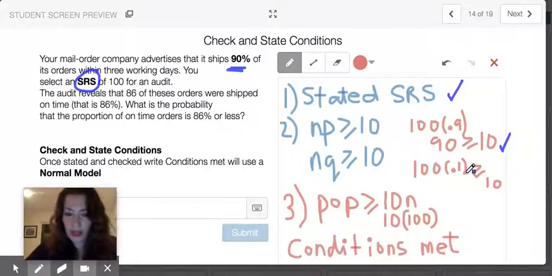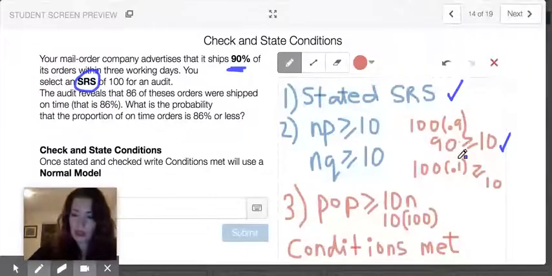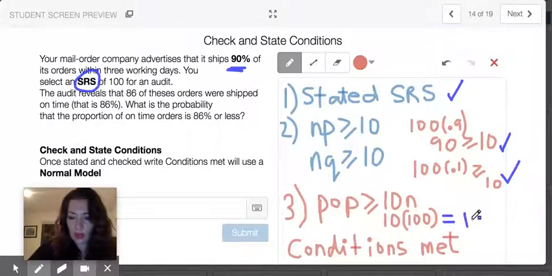And then same thing for failure. Remember, success and failure always add up to 100%. So 0.9 is the probability of success, which means 0.1 is the probability of failure. We multiply that by 100, and that is also greater than or equal to 10. So our first two conditions are met. The third condition is that the population is greater than or equal to 10 times n. In this case, n is 100, so that equals 1,000. We would say there are more than 1,000 orders in the population. Condition met, and we will use a normal model.